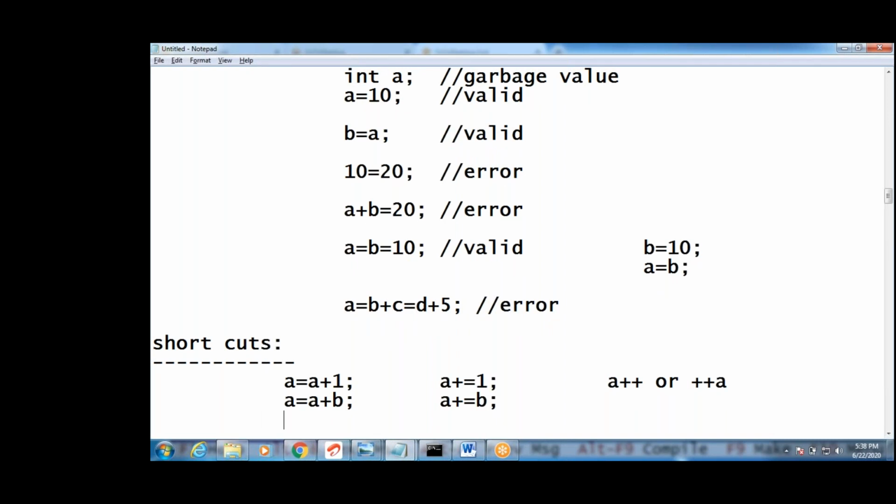Now my question, you understood, right? A equals A minus B. How to write A equals A minus B? A minus equals B. This is also valid.